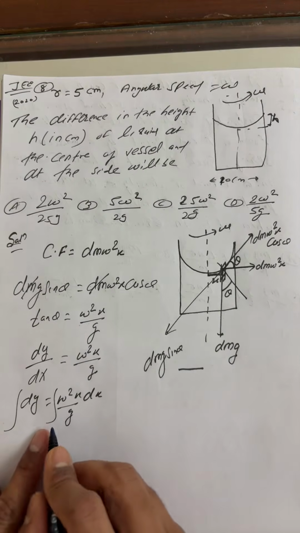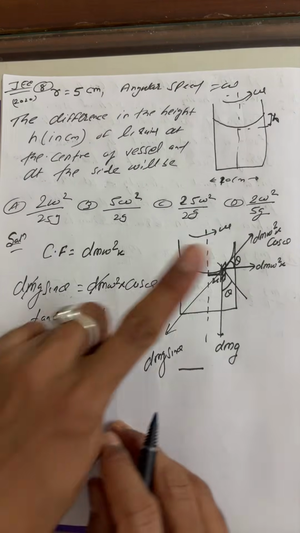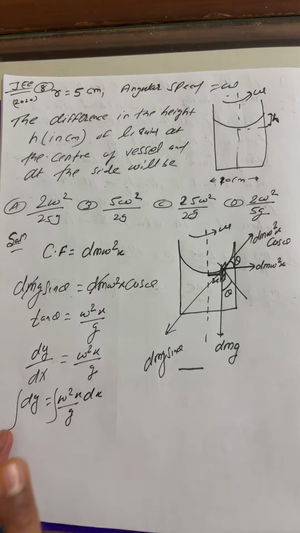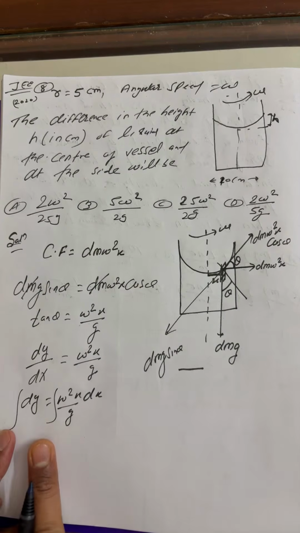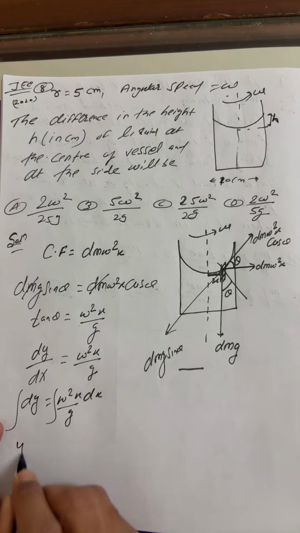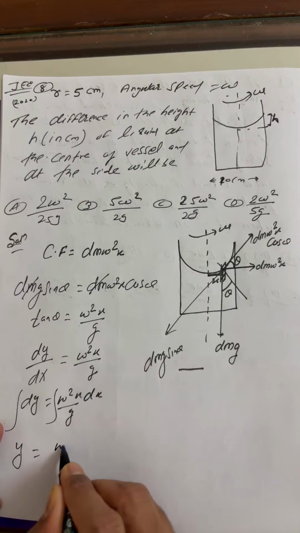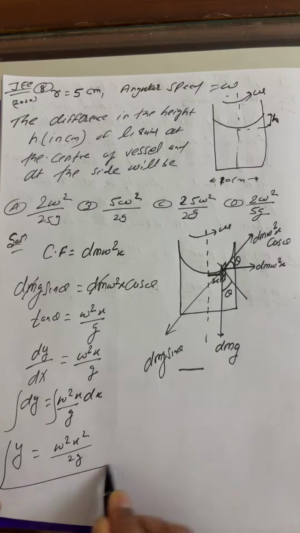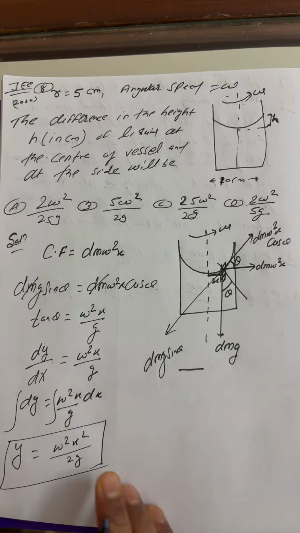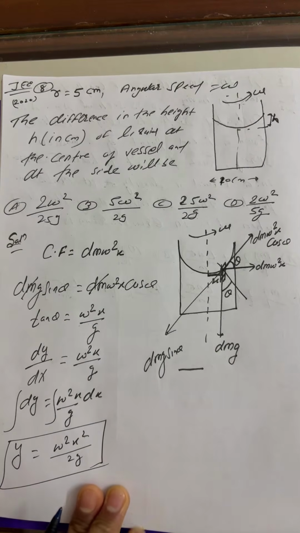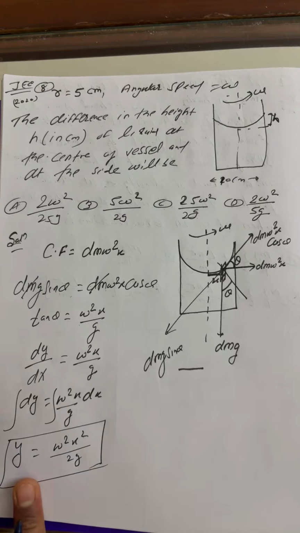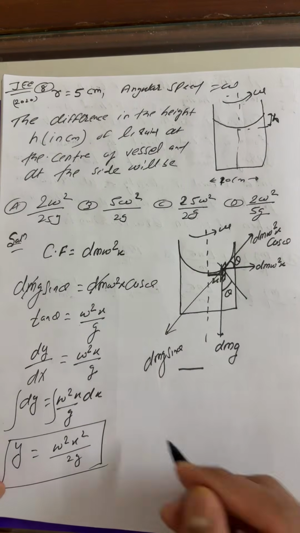So you can say y as a function of x. This is the result here, which JEE has asked multiple times. Integrating, y equals omega square x square by 2g. Simple. Yes, you are correct. This is the equation for the free surface. You got the equation here.